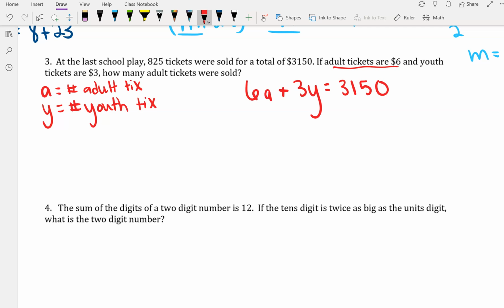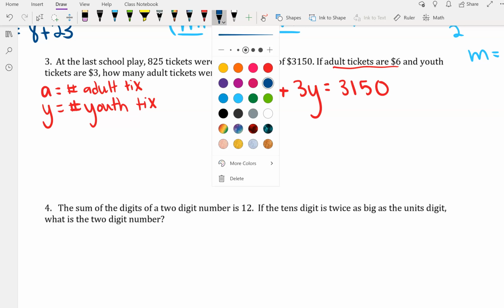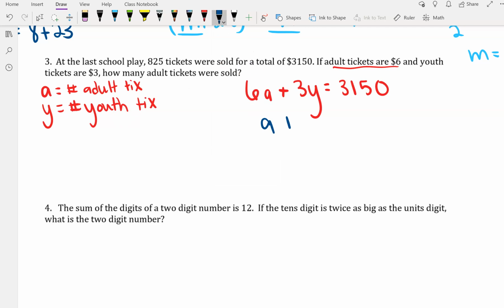My next equation is just going to represent the amount of tickets sold. We don't know how many adult tickets are sold, so we're just going to call that A. A just represents the amount of adult tickets, plus, we don't know how many youth tickets are sold, so we just call that Y. But we know that the total adult and youth tickets sold is 825 tickets. This second equation has nothing to do with the money. It just has to do with the number of tickets sold.